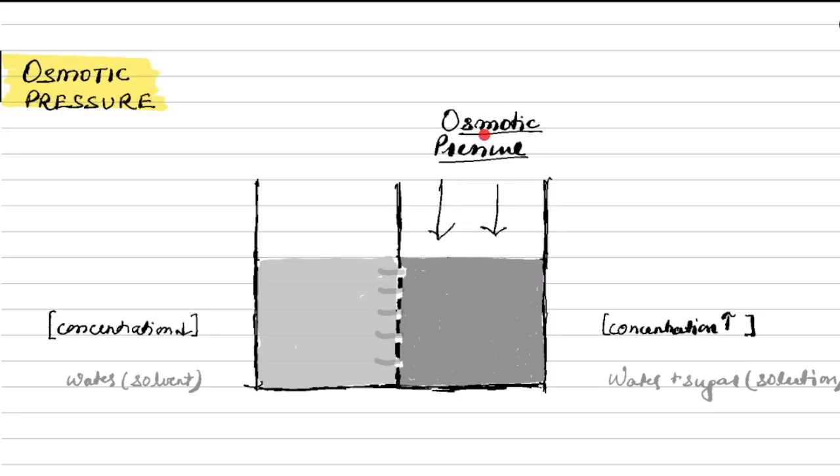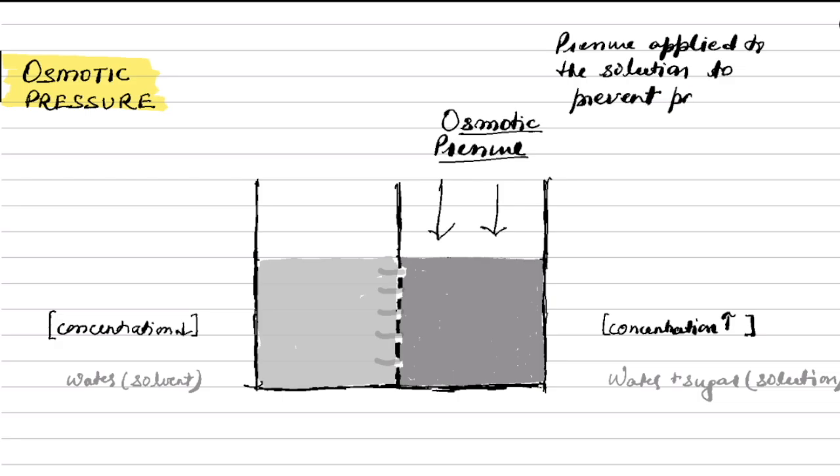So let us summarize here. What is osmotic pressure? It is the pressure applied to the solution, right? This was a solution, water plus sugar. So it is the pressure applied to the solution to prevent passage or movement of solvent, which was water in our case, into the solution.